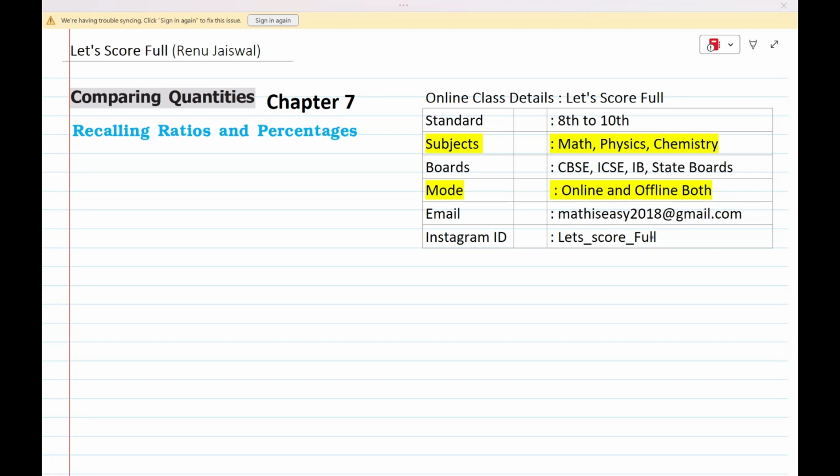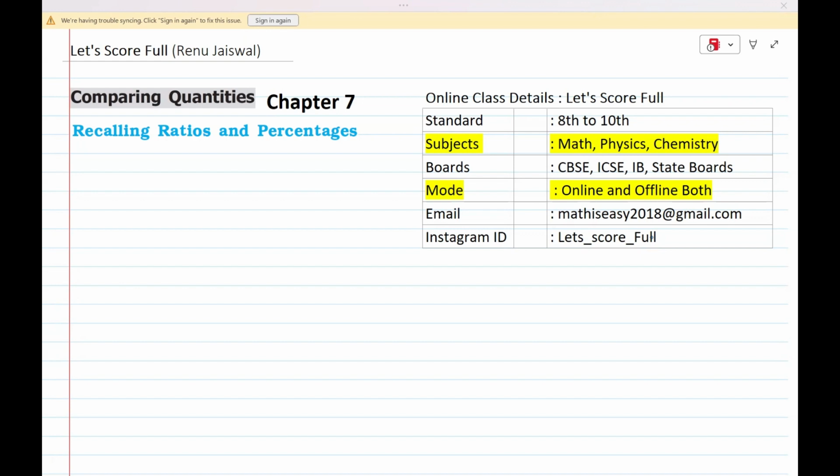So today we are starting a new chapter, that is comparing quantities. Here, when we compare the quantities, we can take either ratios or percentages. So what is a ratio? Let's understand this with one example.